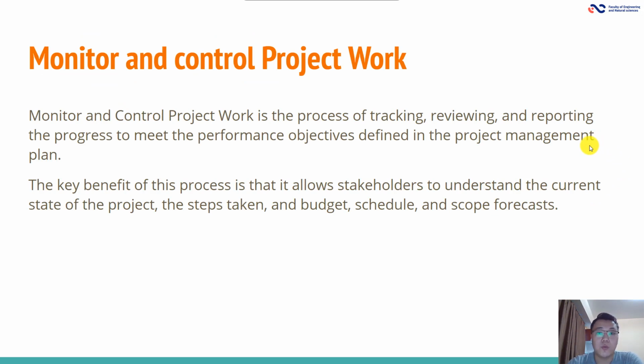Monitor and control project work. Monitor and control project work is the process of tracking, reviewing, and reporting the progress to meet the performance objectives defined in the project management plan. The key benefit of this process is that it allows stakeholders to understand the current state of the project, the steps taken, and the budget, schedule, and scope forecasts.